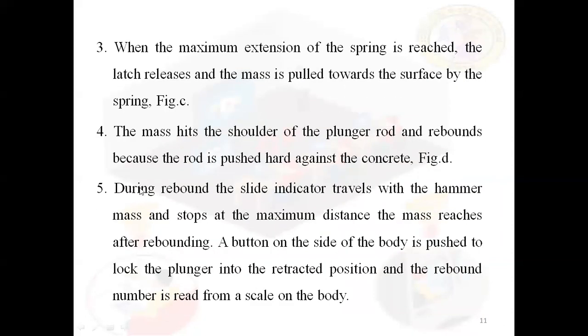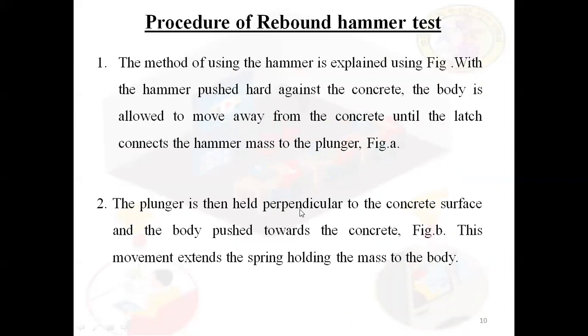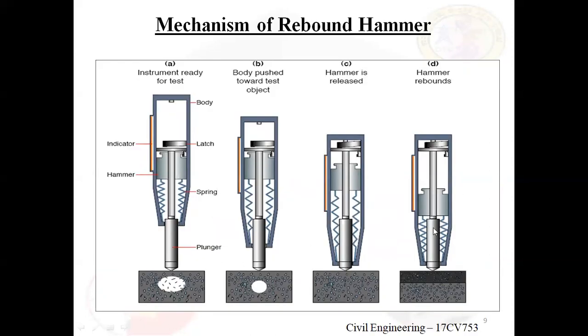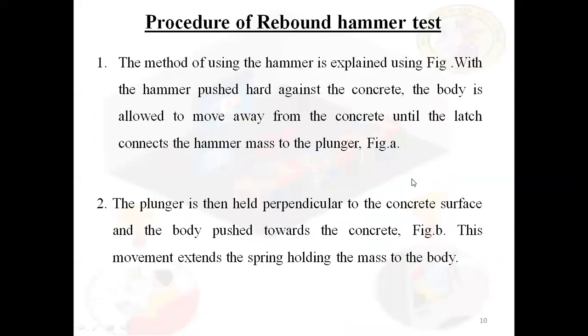During rebound, the slide indicator travels with the hammer mass and stops at the maximum distance the mass reaches after rebounding. A button on the side of the body is pushed to lock the plunger into the retracted position, and the rebound number is read from the scale of the body. So the last step is that once it reaches its maximum, it rebounds from the surface of the structure. As the graduated scale is attached to this, the rebound number or rebound index will be noted here. From that, we can see the compressive strength of the concrete.